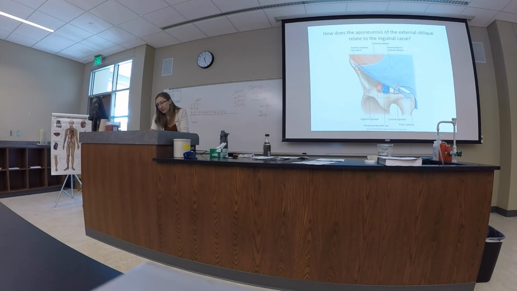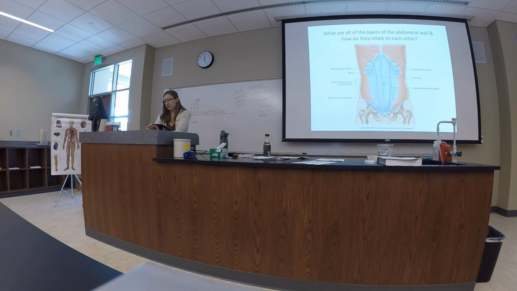All right, so then if we remove the external oblique, we see the next layer, the internal oblique, and this muscle runs more parallel to the transverse plane, so wrapping around the abdomen. It spreads out so that the upper fibers pass more superiorly, and the inferior fibers pass more inferiorly as they wrap around.